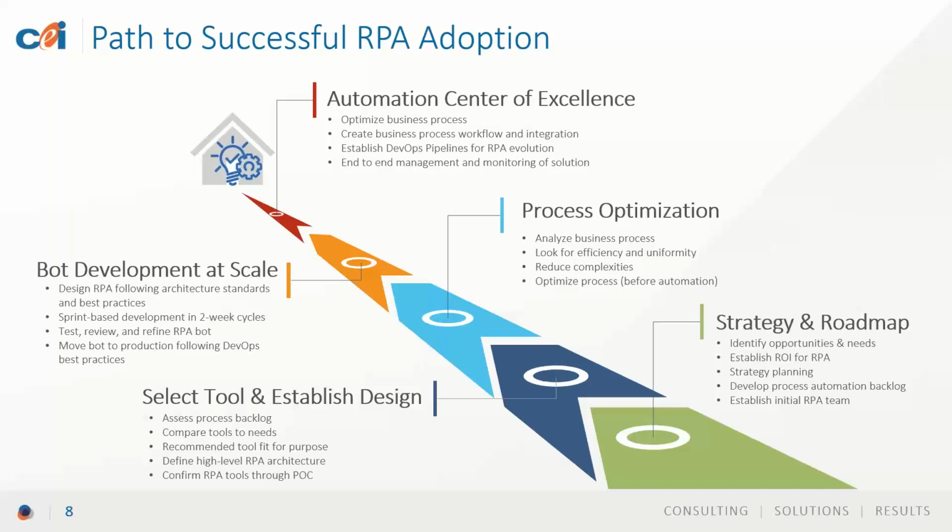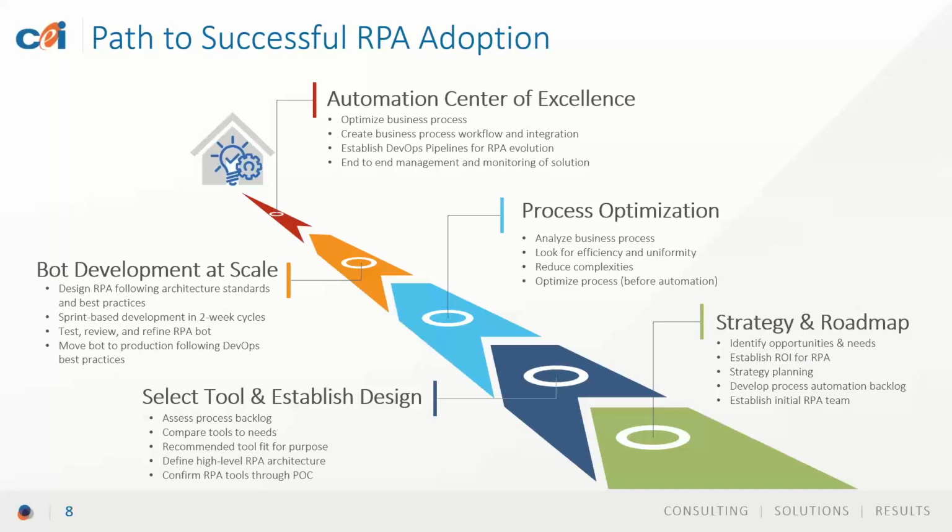And then when we start doing bot development at scale, which is that orange box, this is where the RPA team can then take a look at some of these high value processes and start developing bots in the 2-week sprint cycles, right?